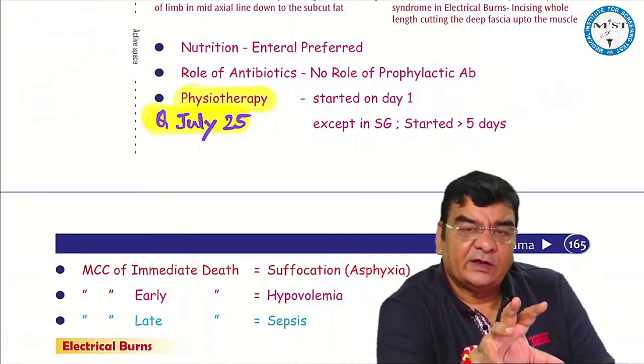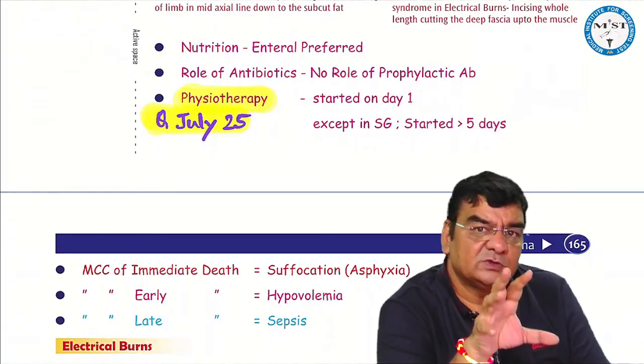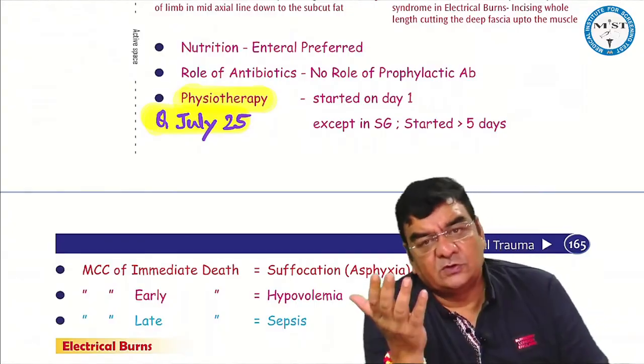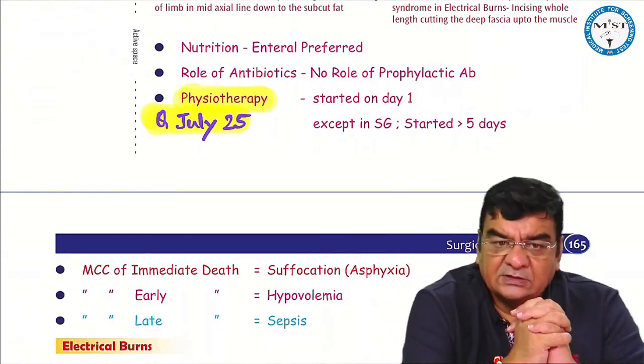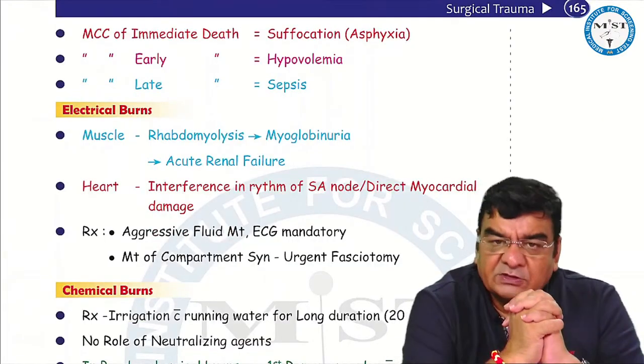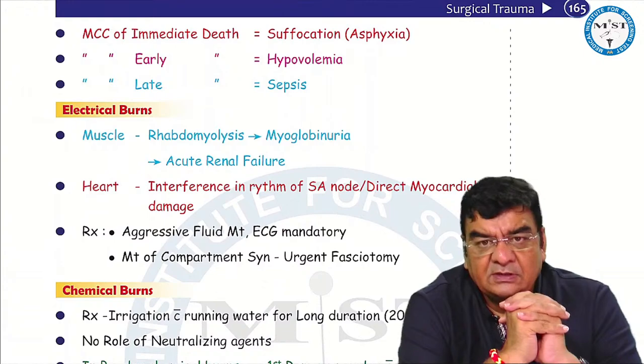However, if skin grafting has been done, then graft takes 5 days to settle at the recipient site. So in those cases, physiotherapy should be started after 5 days. Most common cause of immediate death in burns is suffocation, asphyxia; early death, hypovolemia; late death, sepsis.